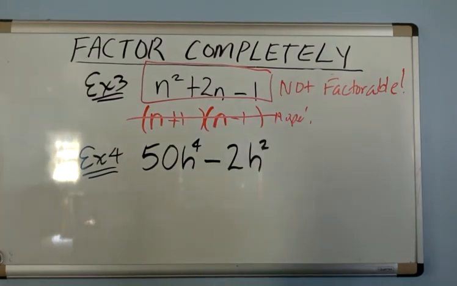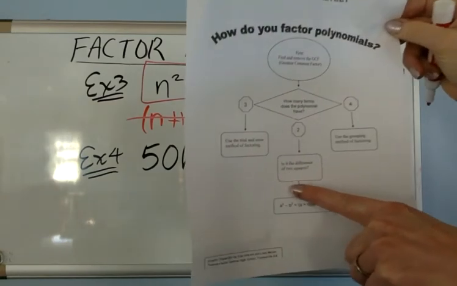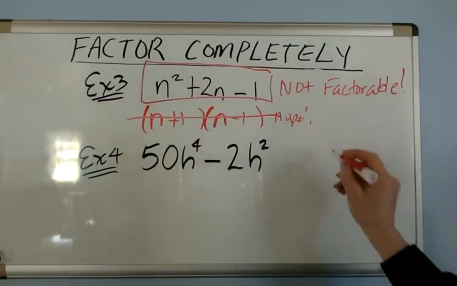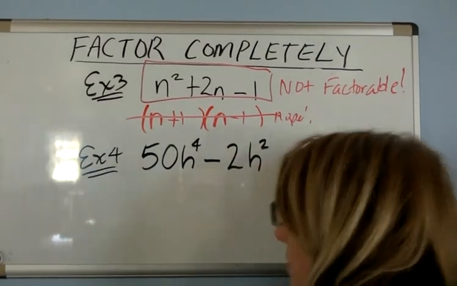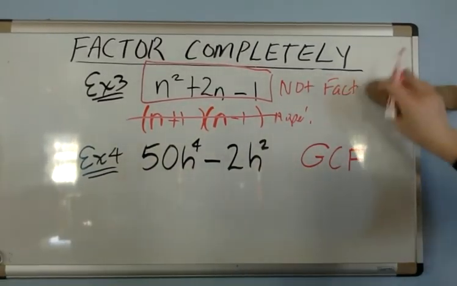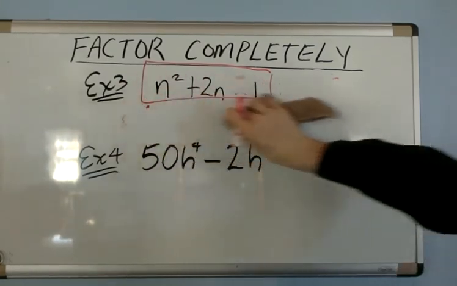Let's take a look at the last example. Again, I don't want to go to the flowchart and say, oh, it's a two-term expression, but it's not the difference of two squares, so I'm done. Always look for that greatest common factor first. Always. I'm going to get rid of this other stuff up here because it's getting a little confusing to look at everything all up here. So let me get rid of it. We did that one already.